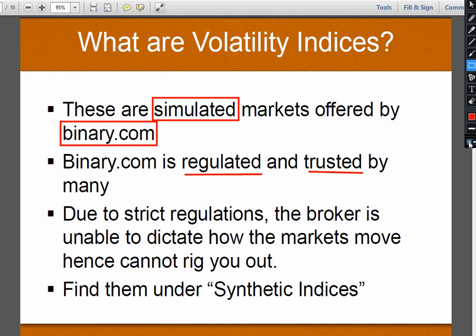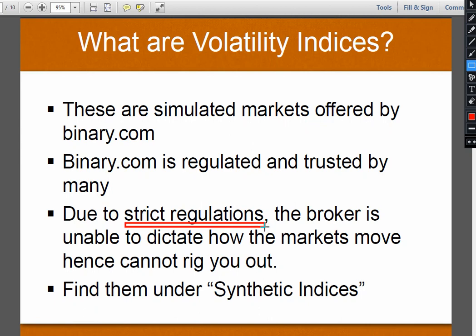And you might be asking now, if that is the case, is it possible the markets can be rigged? Can the broker play tricks against traders? And the answer is no. Because of the strict regulations that this broker has to adhere to, there is no possibility that the broker can manipulate the market in their own favor or against traders. So you can trade volatility indices with confidence that the markets will not be manipulated.